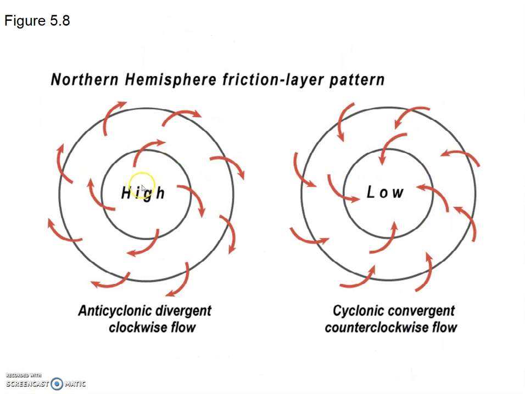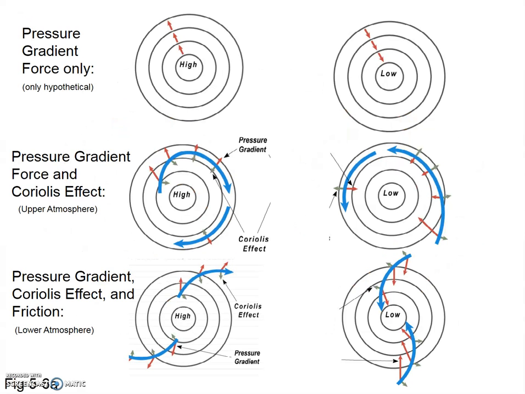So in the lower atmosphere, in the northern hemisphere, out of a high pressure we have clockwise divergent flow, and into a low pressure system we have counterclockwise convergent flow. You should have now drawn 6 diagrams, and you can compare your diagrams to those drawn here.